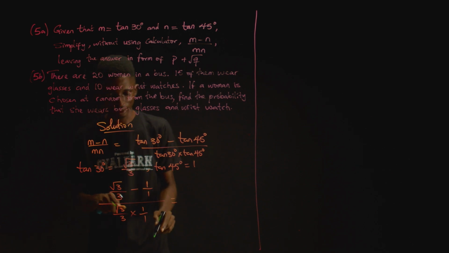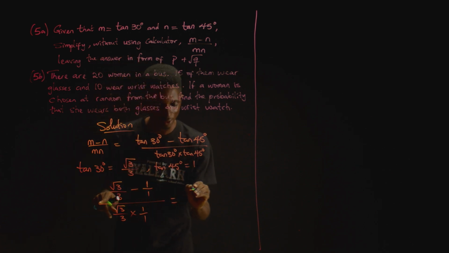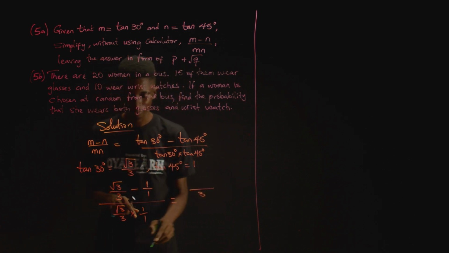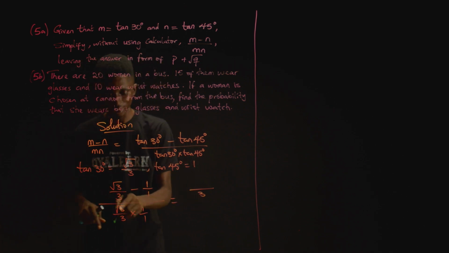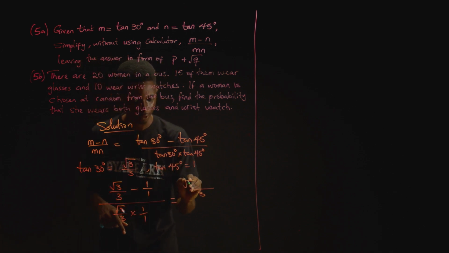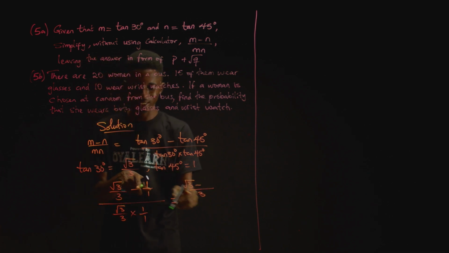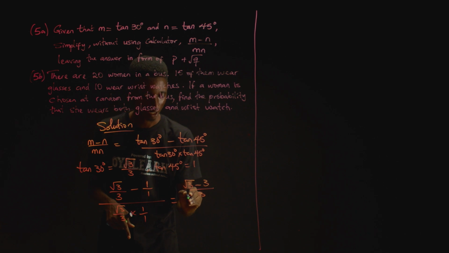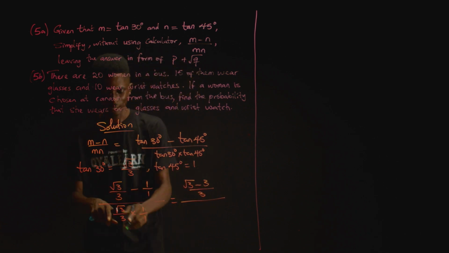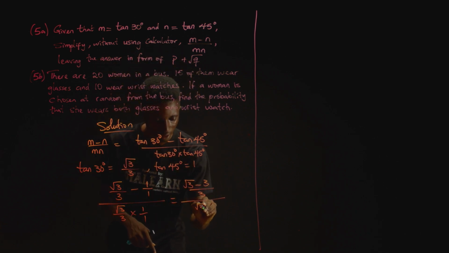Now, what does this mean? It means that we're going to have at the numerator the LCM being 3. Now, 3 and 3, that's 1. 1 times root 3, we have root 3 minus 1 and 3, that's 3. 3 times 1, and we have 3 here, all over. Now, when we multiply here, we would have root 3 divided by 3.